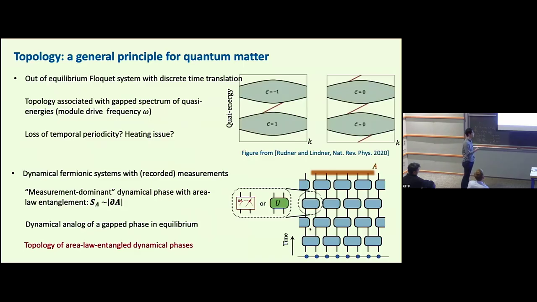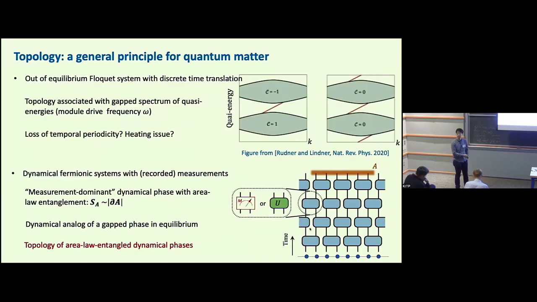And the dynamical analog of that is the so-called area law phase, which is pretty dominant by measurements. You have a lot of measurement going on, so you don't have a lot of entanglement developed across space. And this is the type of phase we want to focus on.